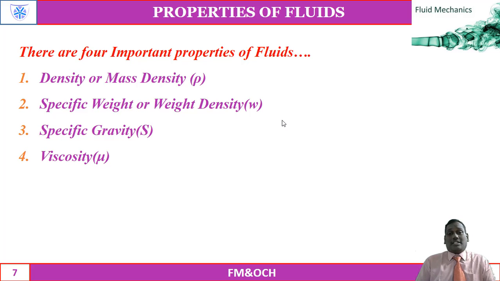One is density, or mass density, denoted by rho. Number two is specific weight, or weight density, which is denoted by small w. Another property is specific gravity, denoted by capital S, and viscosity is denoted by the Greek letter mu. In the coming sessions, these four important properties will be explained in detail, starting with density.